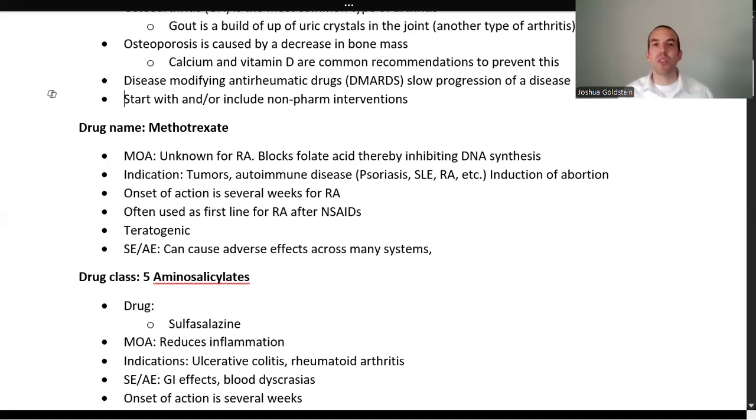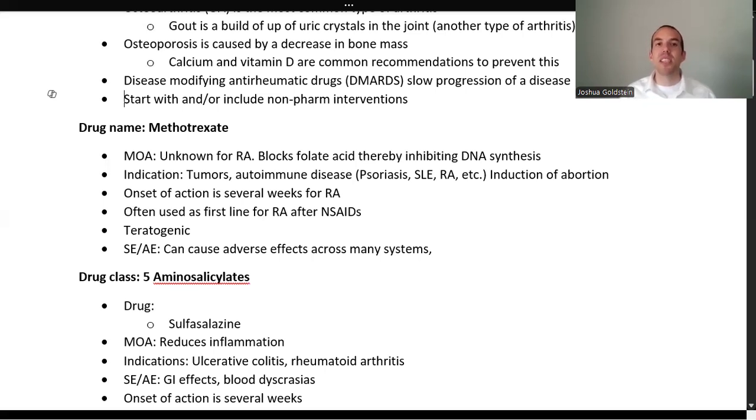Methotrexate is absolutely teratogenic. It cannot be given in pregnancy. It does have pretty major side effects, which is why to some rheumatologists, this is not their preferred drug. Next, we have the 5-aminosalicylate, 5-ASA. This drug is not as common as methotrexate and hydroxychloroquine, but it is another option.